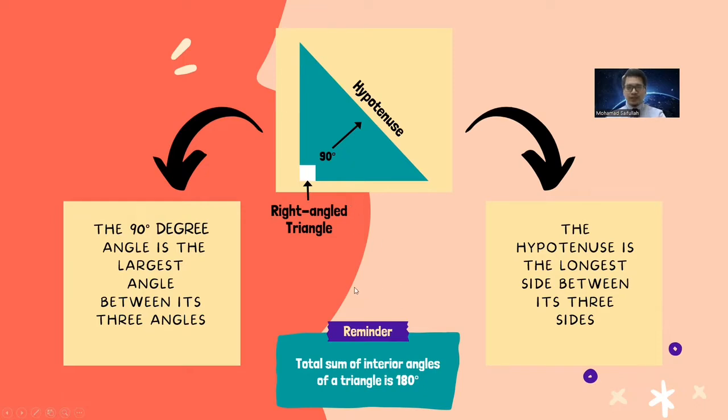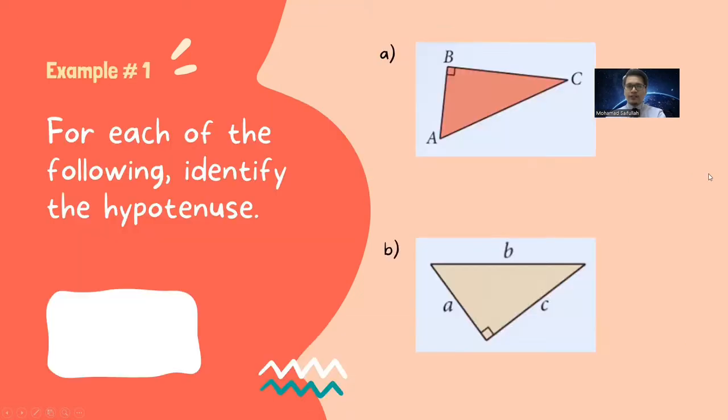So before I forget, this is the reminder. You need to bear in mind that the total sum of interior angles of a triangle is 180 degrees. All right, so now let's look at this first example.